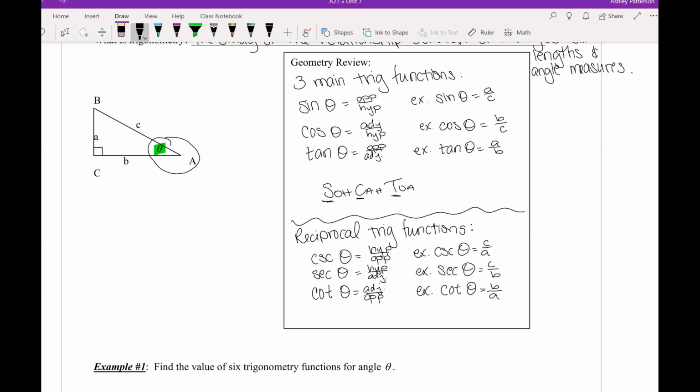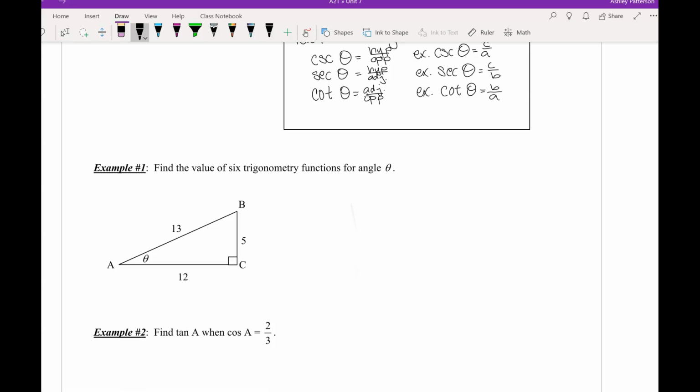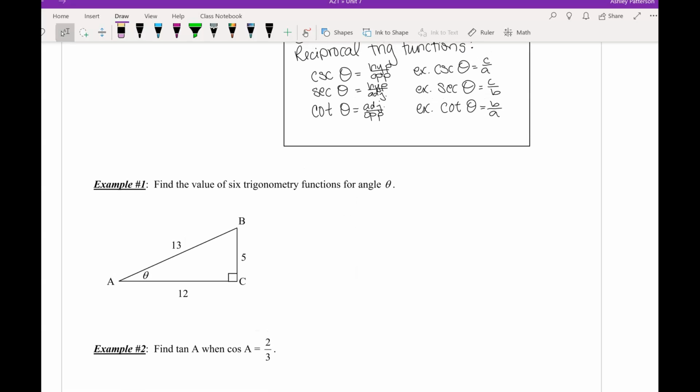So let's just start using it. This should be review. If it's not, well, hey, this is exciting. Okay, so find the value of the 6 trig functions for angle theta. So theta is our reference angle. The sine of theta is opposite over hypotenuse. The opposite leg is 5. The hypotenuse is 13 because that's the leg across from the right angle, from the 90 degrees.